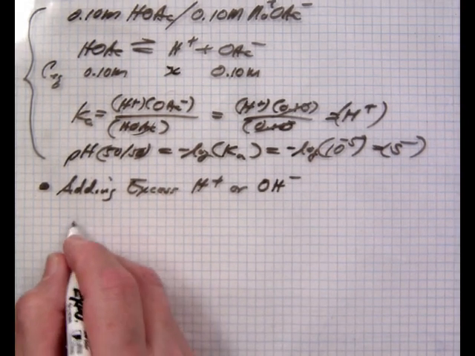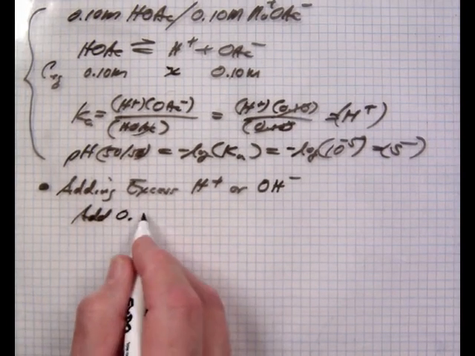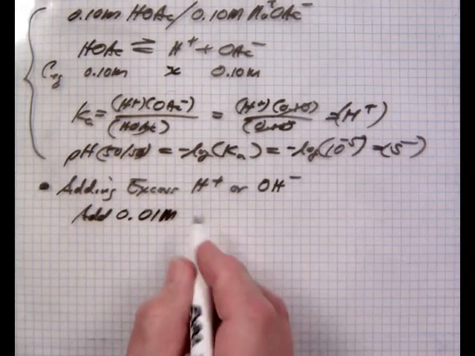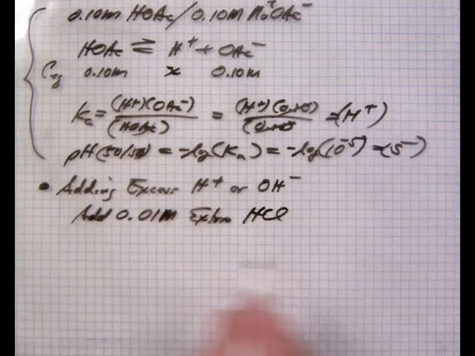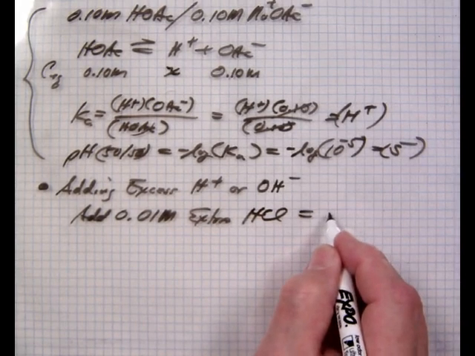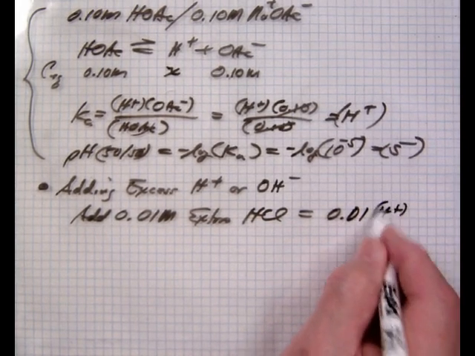Okay, so let's add to our 50-50 buffer 0.01 molar extra HCl. So that's an extra 0.01 in hydronium ion concentration.